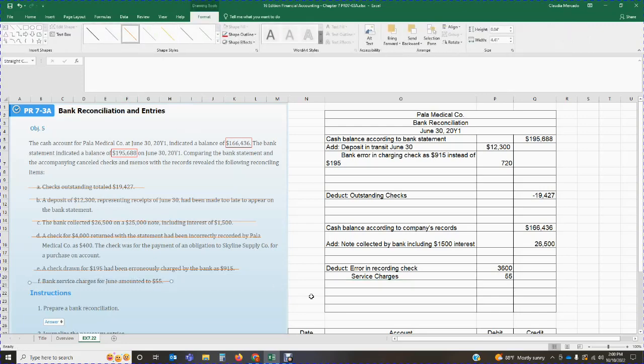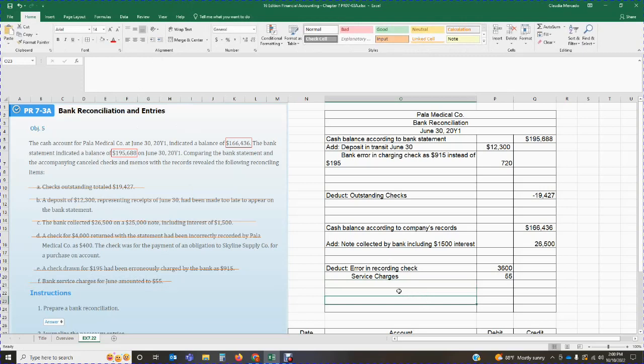Now we can reconcile the account. Here we have two deposits that are pending. So now because we have two items, we're going to have our total additions. Let's add those together and let's see what we get. So we have total additions pending of 13,020. I have various outstanding checks totaling 19,427.